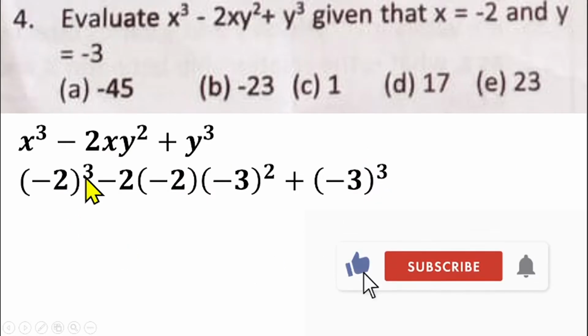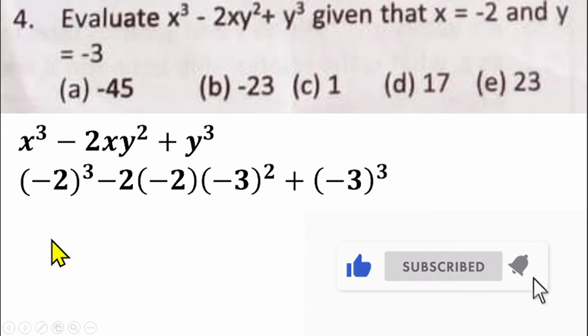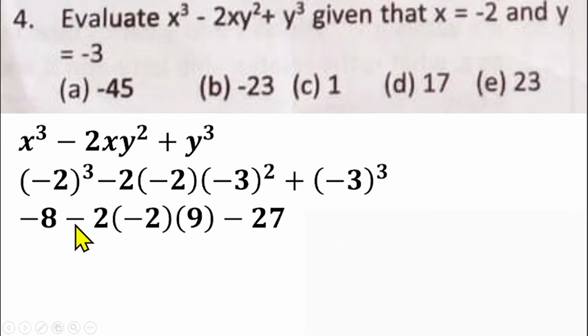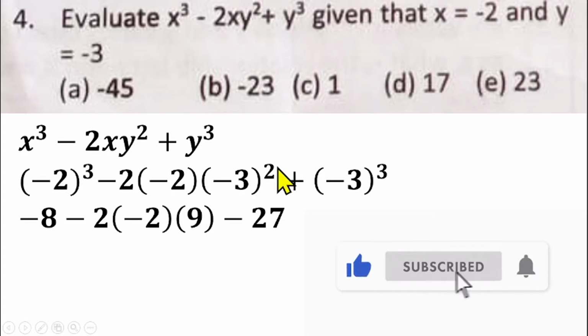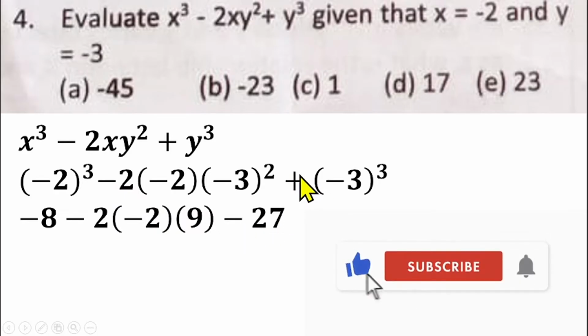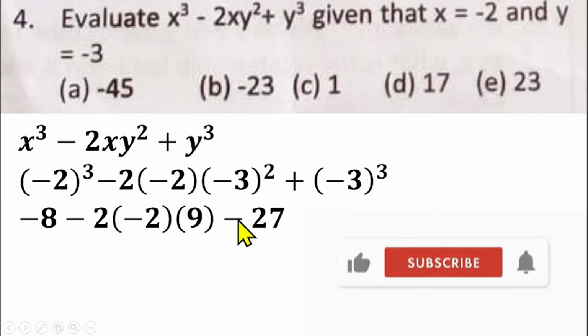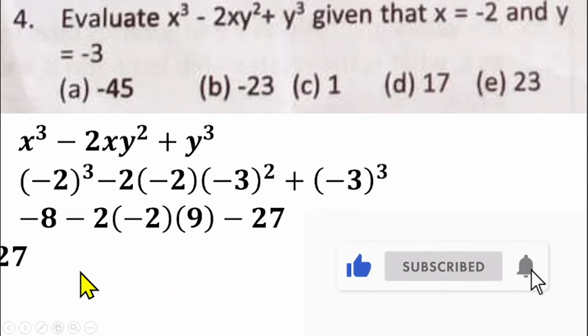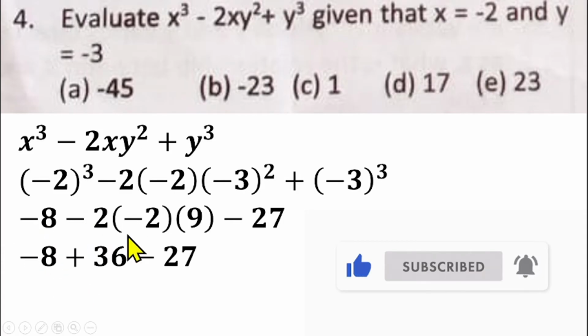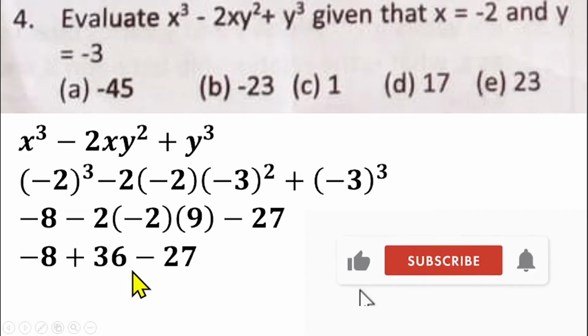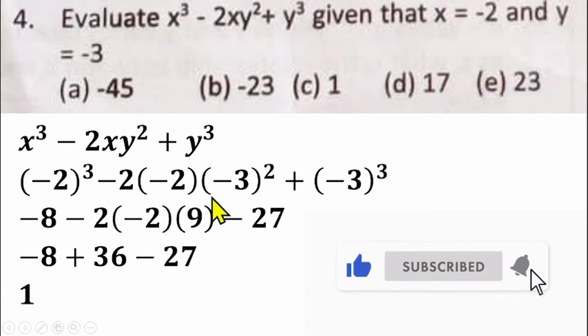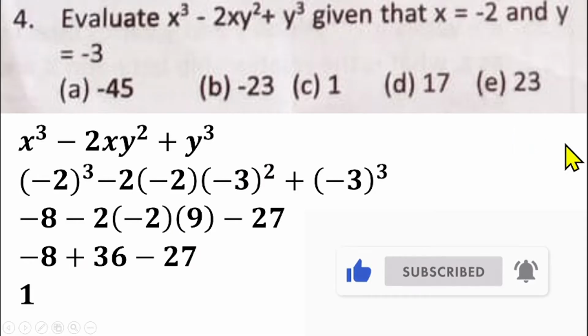So minus 2 cubed is minus 8, that will be minus 2 times minus 2 times minus 2. That gives us minus 8. Then minus 3 squared gives us 9, so you're having minus 2 times minus 2 times 9. Then minus 3 cubed gives us minus 27. If you simplify further, you have minus 8, then minus times minus gives a plus, 2 times 2 is 4 times 9, which gives us 36. Then minus 27. Minus 8 plus 36 minus 27 should give us 1. So which makes option C the right answer for question number 4.